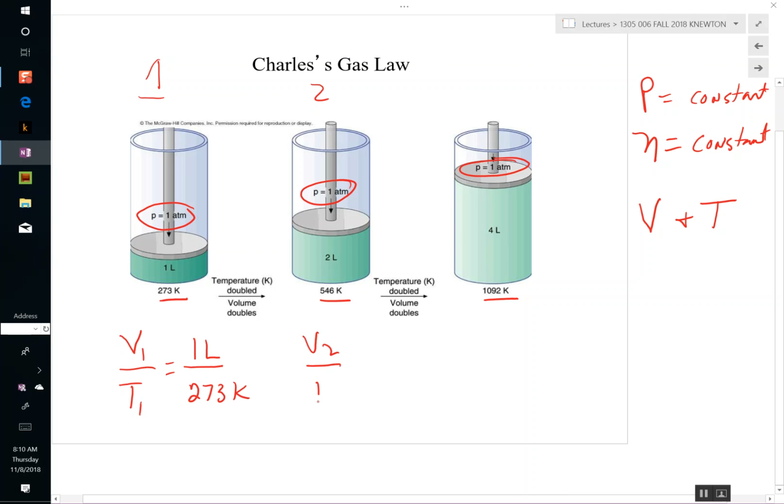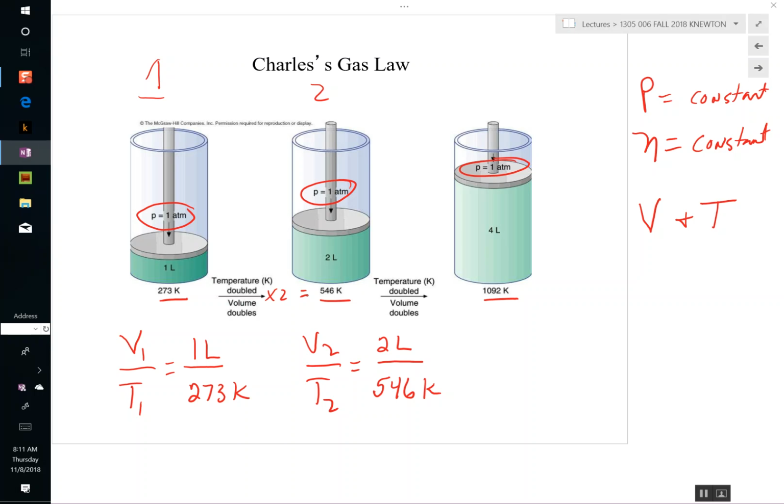Now V2 over T2, you have 2 liters divided by 500. He's doubled the temperature. That's what this is. 273 times 2 equals 546 degrees Kelvin. So he has doubled the temperature in Kelvin. And what happened to the volume? It doubled. The volume doubled.